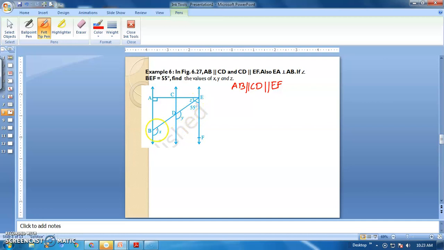So they are asking to find out the value of X, Y, and Z. Now X is here. We know that these three lines are parallel to each other. In the last class we have seen so many different kinds of angles. So let us recall the angles now. For example, these are the two parallel lines.